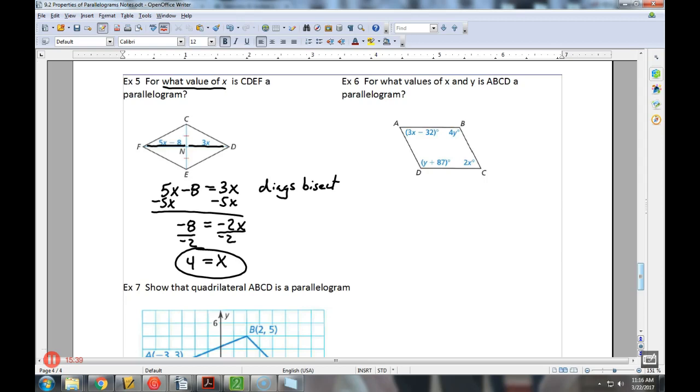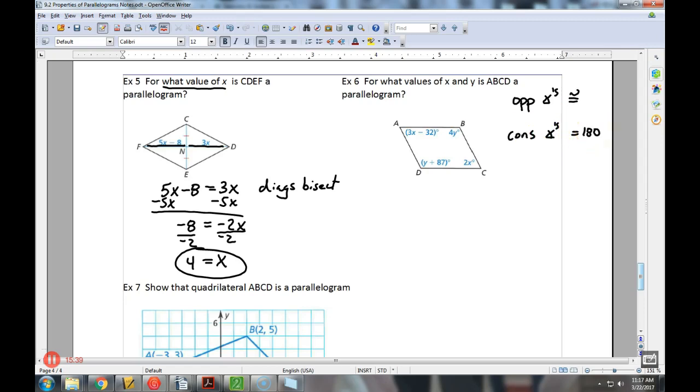Alright, for what values of x and y is this a parallelogram? So I'm looking at the angles here. They're not talking about sides, they're talking about angles. And there's two basic angle properties. I know that opposite angles are equal or congruent. And then I know that consecutive angles add up to 180.